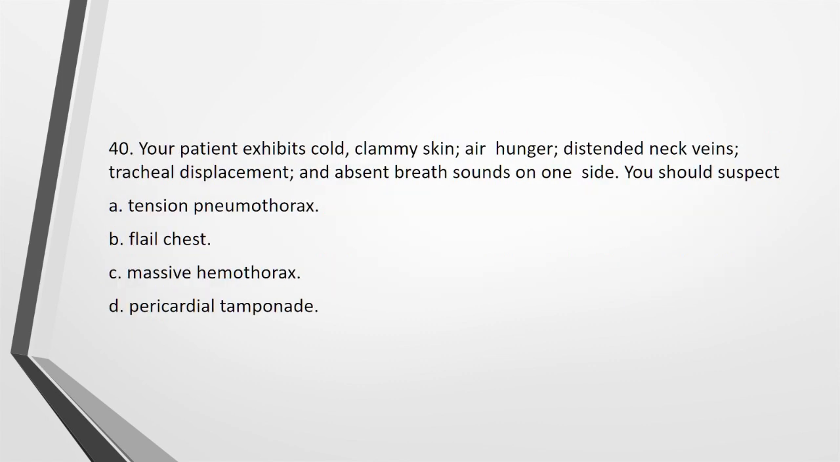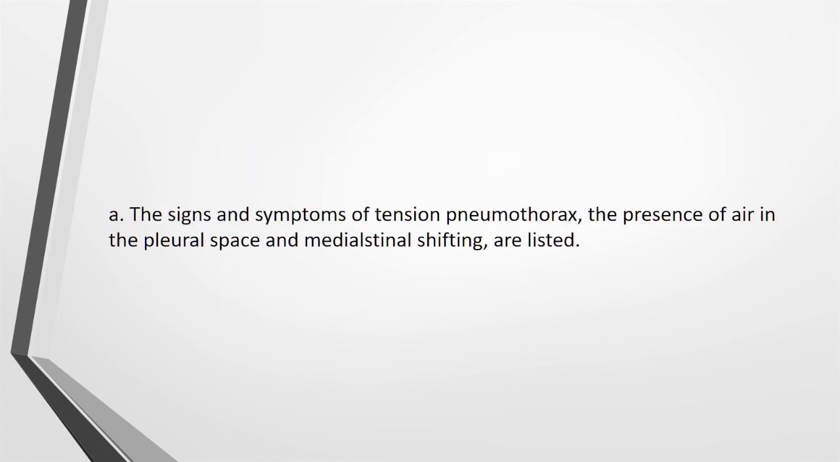40. Your patient exhibits cold, clammy skin, air hunger, distended neck veins, tracheal displacement, and absent breath sounds on one side. You should suspect. Answer: A. The signs and symptoms of tension pneumothorax, the presence of air in the pleural space, and medial sternal shifting are listed.